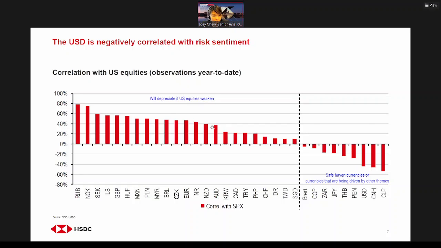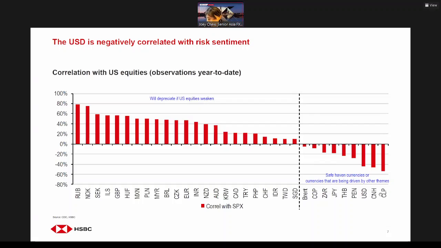And through all this, I think it's quite clear that the dollar remains inversely correlated with risk sentiment. So here we do a correlation of currencies to the S&P, which I guess is our barometer. The S&P is the US stocks index, a proxy for risk appetite. And this is just a year-to-date observation, so we ignore the 2020 and 2021 observations. And you can see that the dollar is one of the few currencies that are negatively correlated.